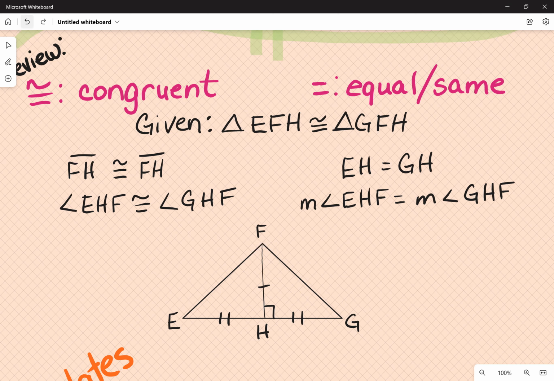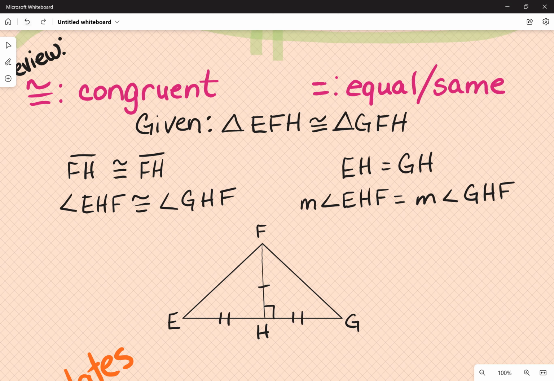And then also, this is called a tick mark. And you have to pay attention to how many are shown because that tells you which side corresponds to which. So just because I see a tick mark, it does not mean that all the sides go together. This is telling me that side EH goes with side GH. Notice I did not say EHHG. The order does matter.